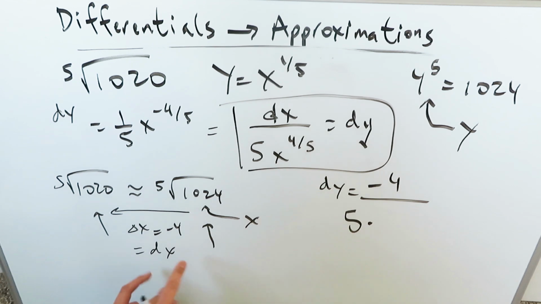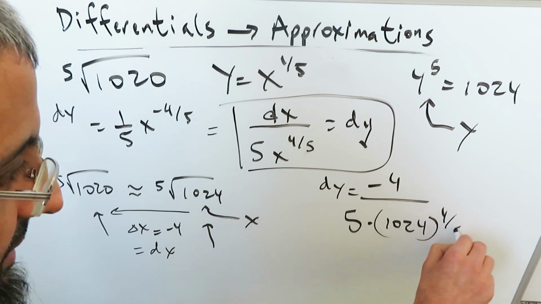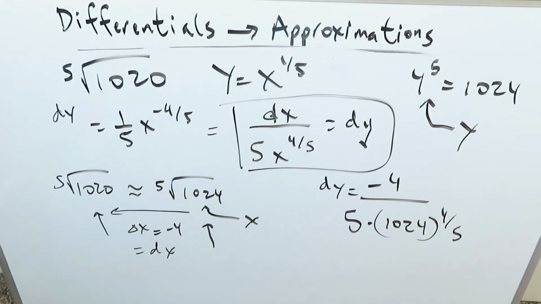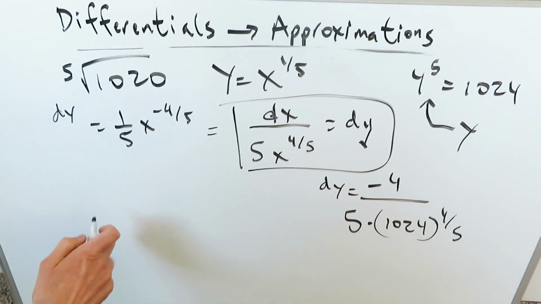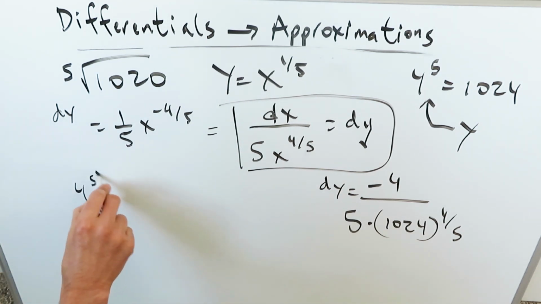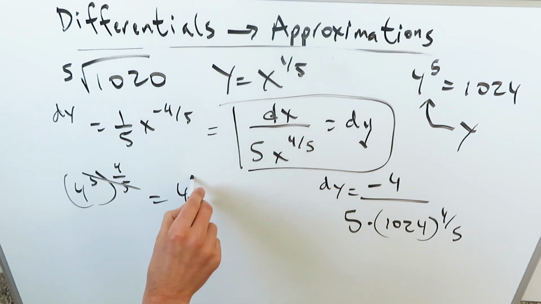5 times x. What's my x value? Right here, 1024. 1024 to the power of 4 over 5. These type of numbers you can calculate without a calculator because the laws of exponents come into play and they are easy to handle. Think of this computation. 1024 is 4 to the power of 5, to the power of 4 over 5. These denominator 5s cancel. You have 4 to the power of 4.